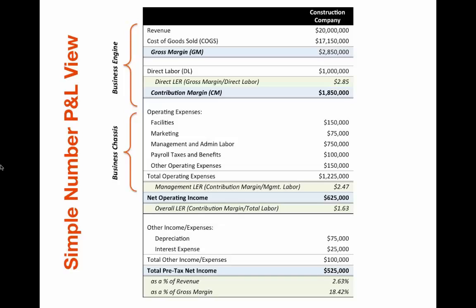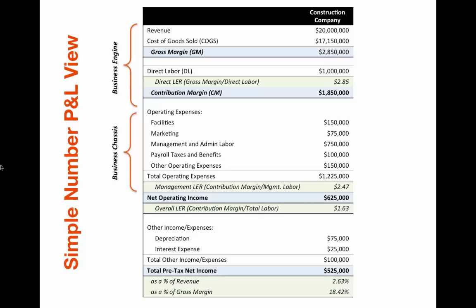Over here you can also see the introduction of the term management LER. We hold management labor, that $750,000, accountable to contribution margin of $1,850,000. And we believe this has really been an interesting factor, because once we developed this management labor efficiency concept, it really has struck fear in the heart of ineffective management teams, because they now know that we can hold them accountable. A manager is responsible for driving contribution margin, and there are three things that affect it: revenue, cost of goods sold, and direct labor. They've got three levers that they can turn.